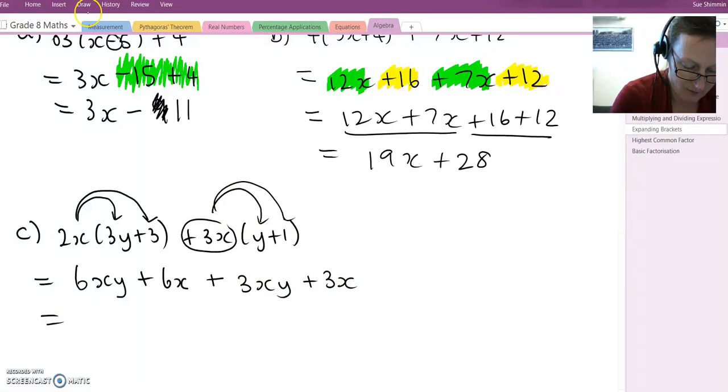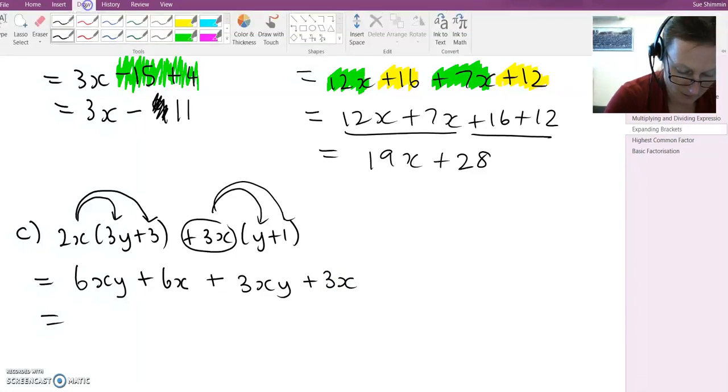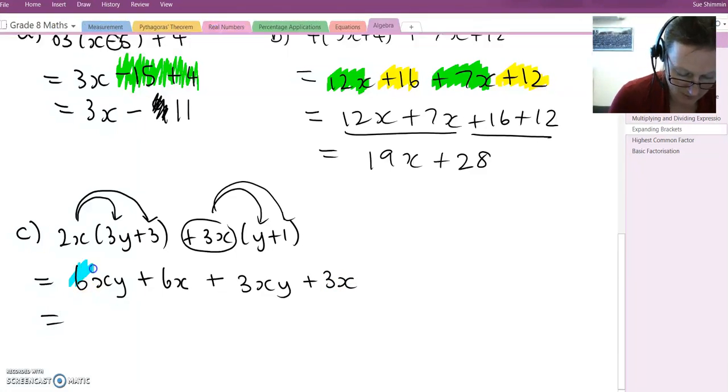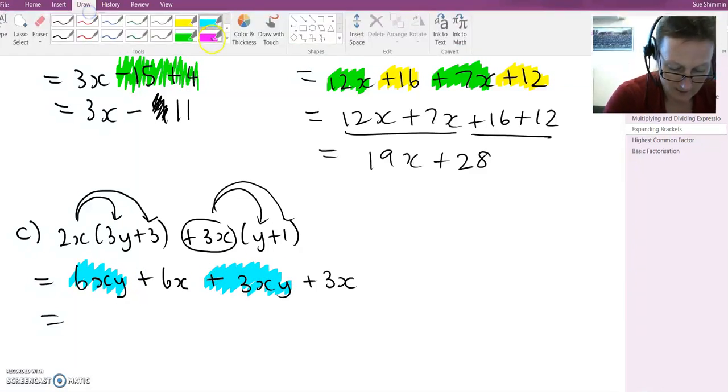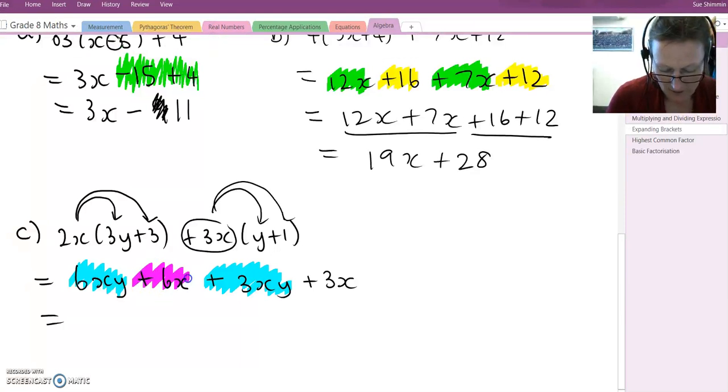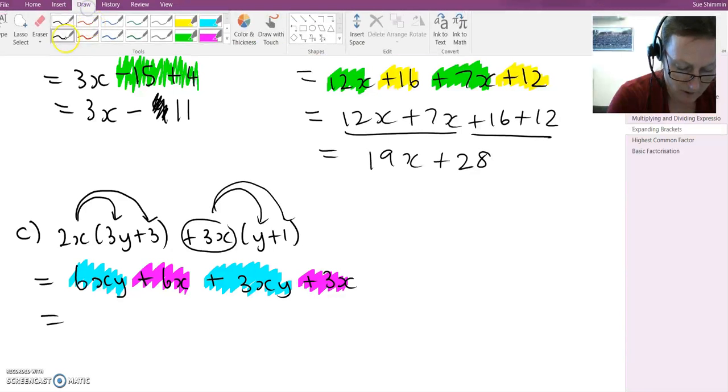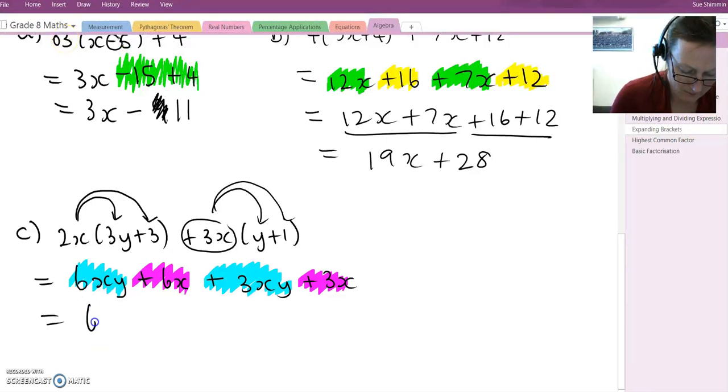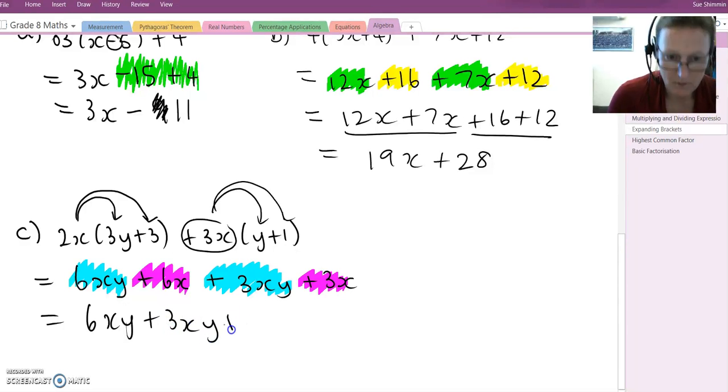Again, let's identify our like terms. So I'll highlight the like terms. This term has an xy in it. This term has an xy in it. And then this term has an x in it. And this term has an x in it. So let's rewrite it with our like terms next to each other. 6xy plus 3xy plus 6x plus 3x.